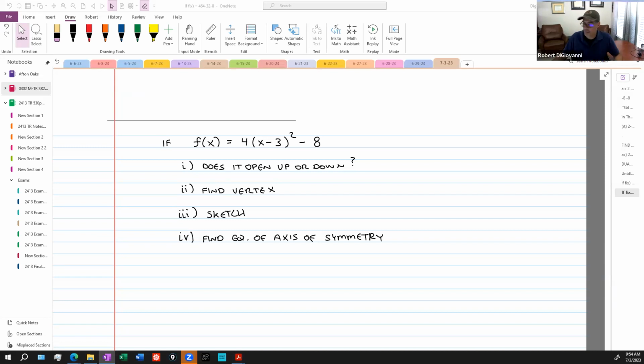Okay. So it opens up, because a is 4, and that's a positive number. The vertex is the point (3, -8). So it's the opposite of what we see there for h, and then this number exactly for k. And then our sketch of this, I'll show you in a second. The axis of symmetry, let's look at the sketch first.